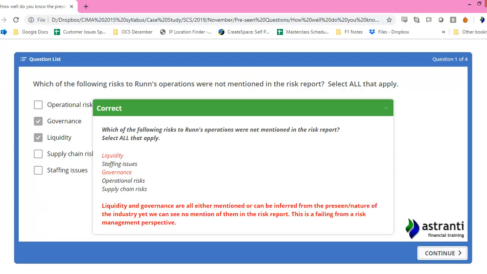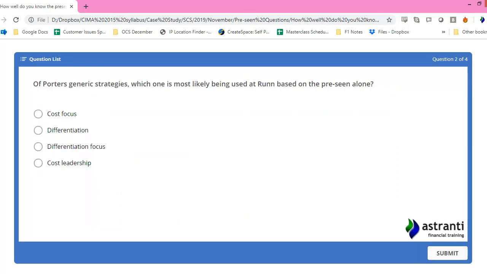Liquidity and governance are either expressly mentioned or can be inferred from the PreSeen and the nature of the industry, yet there was no mention of them in the risk report. So what we can read from this as well from a strategic point of view is, from an overarching risk management perspective, there is a failure here. Risks that are clear and risks that could have a significant impact on the operations have not been mentioned in the risk report, which means they are likely to not be dealt with, which of course is a failing at the strategic case study level where all risks need to be managed effectively.